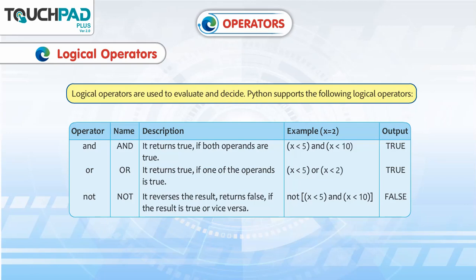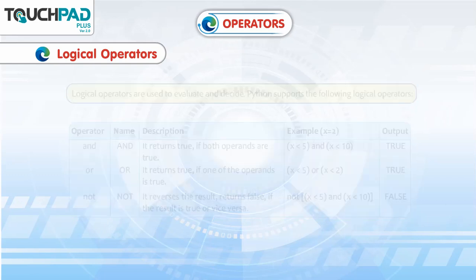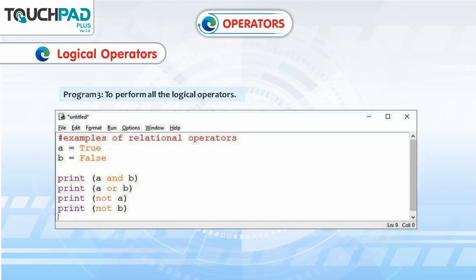Or: it returns true if one of the operands is true. x < 5 or x < 2. The output would be true. Not: it reverses the result. Returns false if the result is true or vice versa. not(x < 5 and x < 10). The output would be false. Program 3, to perform all the logical operators.